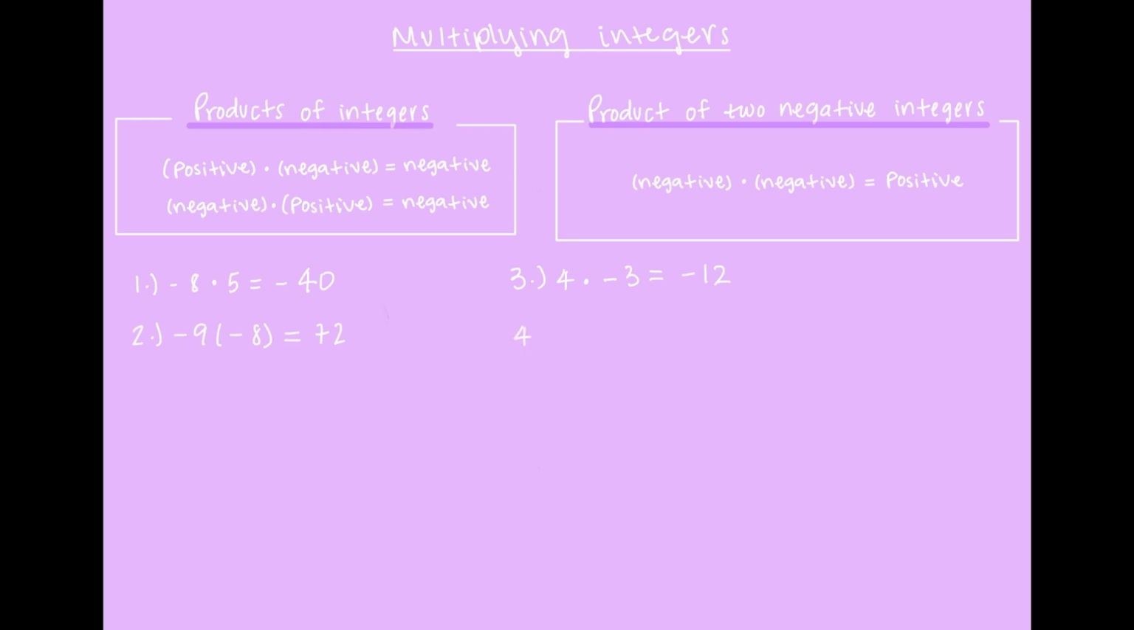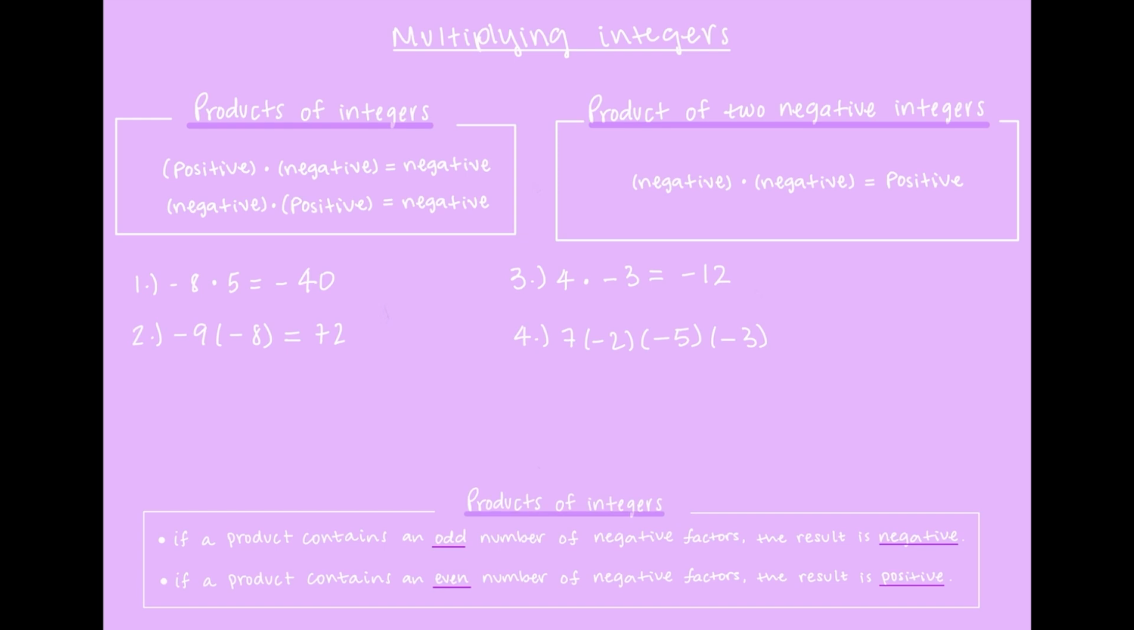For our last example, we'll be multiplying positive 7 by negative 2, negative 5, and negative 3. Something to remember is when multiplying several integers, if there is an odd amount of negative factors, the answer will be negative. If there is an even amount of negative numbers, the answer will be positive.